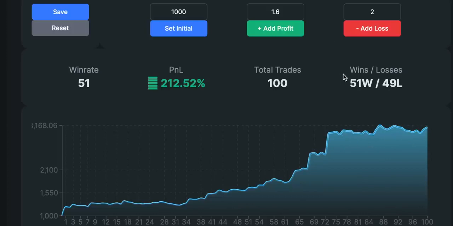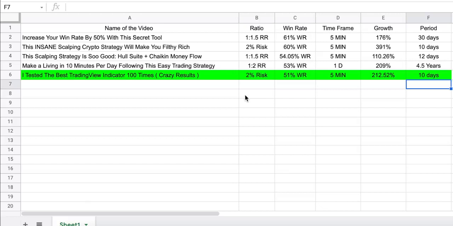Okay, let's compare this system to our other systems that we already got on our channel. So we see our system is in last place in terms of win rate, but that's not actually that bad because take a look at these numbers right here. The growth is over 200%, so that's probably going to be in second place. Yeah, that's definitely in second place after this system right here.